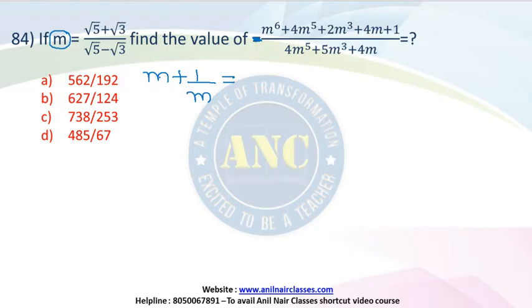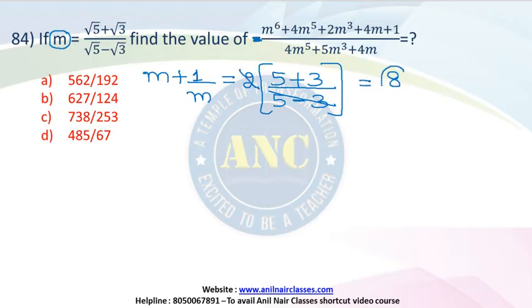So the value added with its reciprocal is 2 times root 5 root 3, root 5 root 3 is there. Forget about the root and sign, just write it as 5 and 3 in the numerator, 5 and 3 in the denominator. Always the numerator will be plus, the denominator will be minus. 5 minus 3 is 2. This cancels with the numerator 2. m plus 1 by m is 5 plus 3, 8.